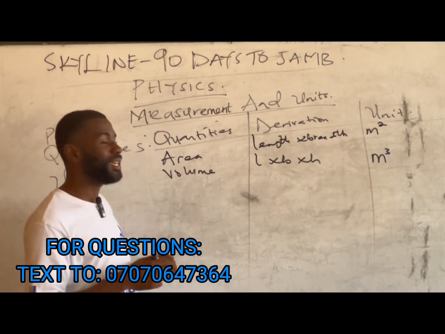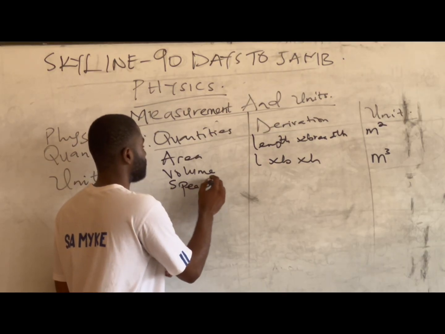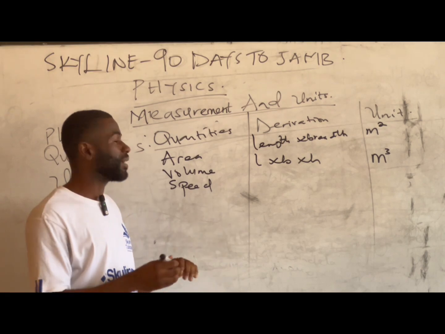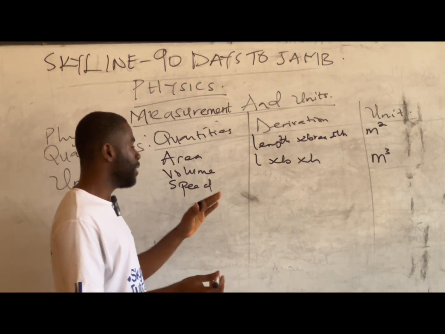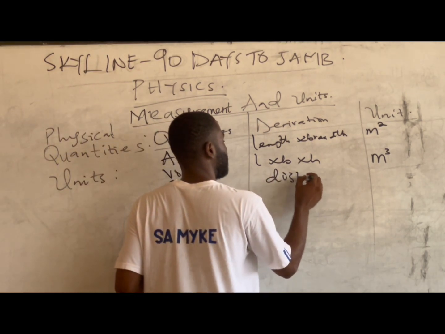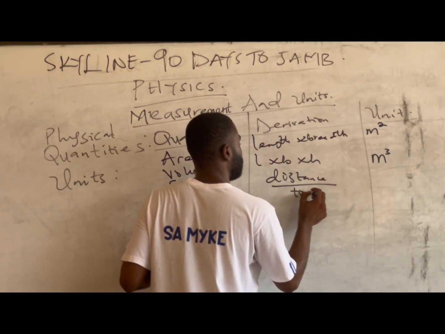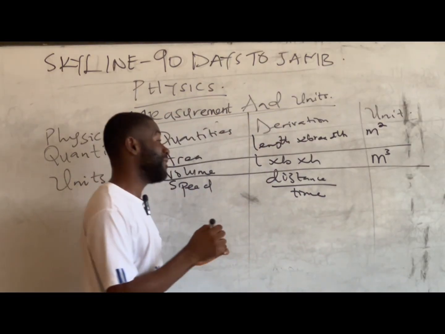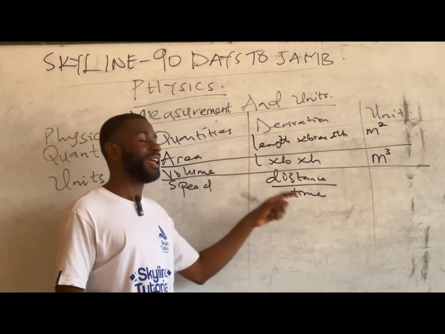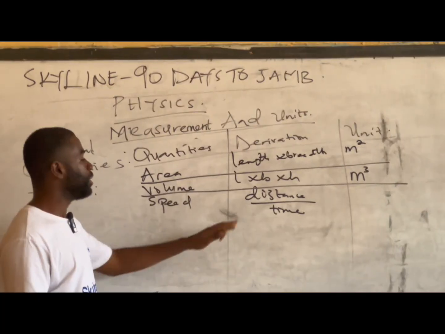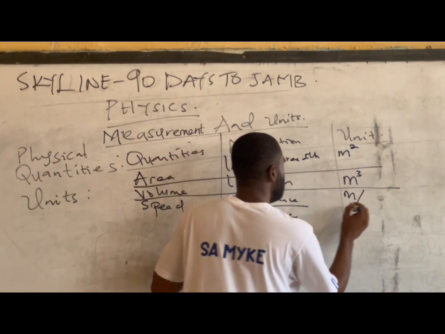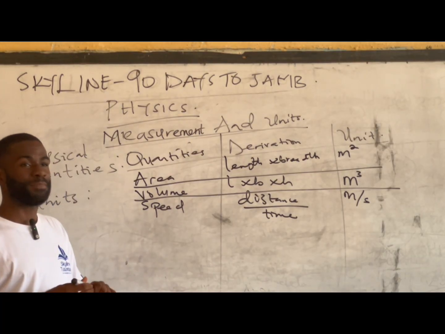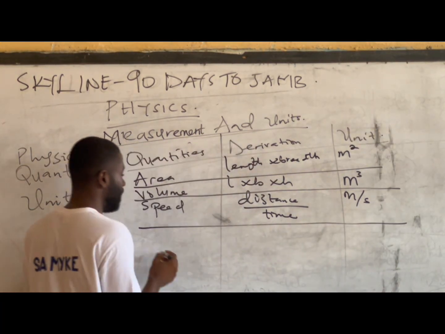Another example is speed. Speed of a body or an object is calculated by the ratio of distance and time. So for us to get the speed, we divide the distance by the time of that body. The unit of distance is meter and the unit of time is seconds, making meter over second the unit of speed.